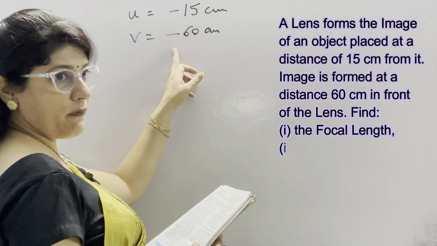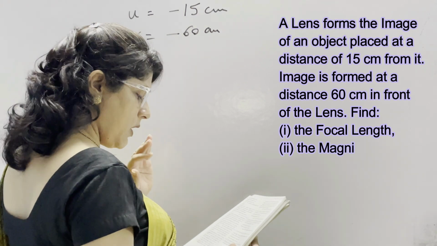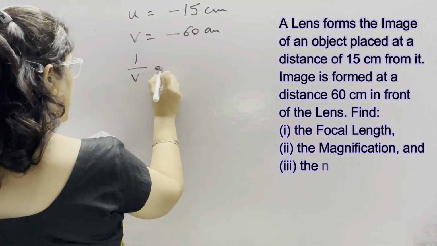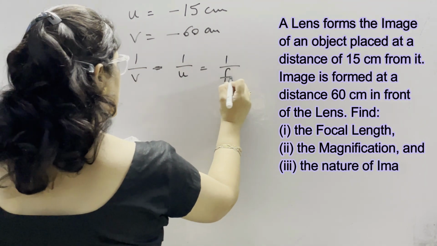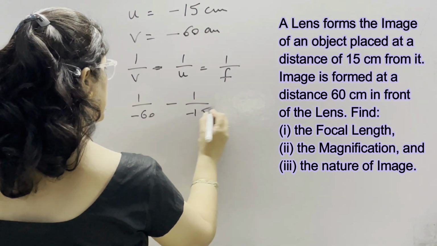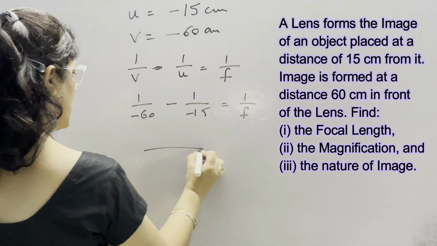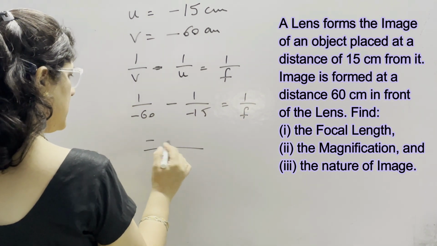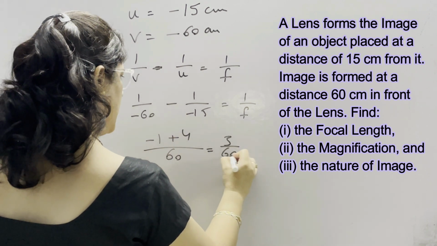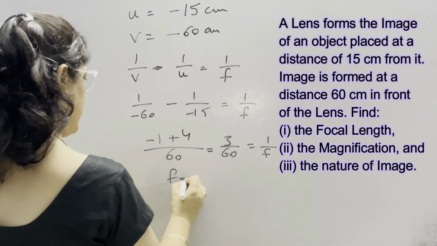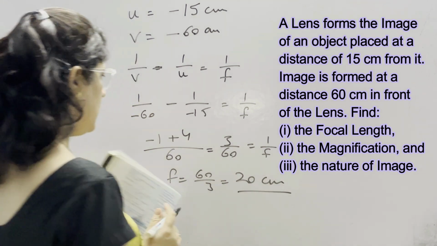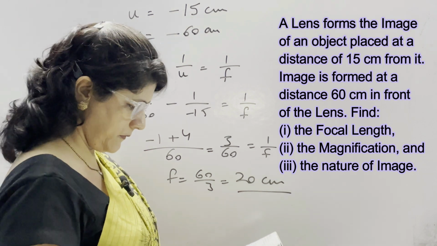These signs are very important while calculating these numericals. Otherwise, your whole numerical will be wrong. Find the focal length. So 1 upon V minus 1 upon U is equal to 1 upon F. Now 1 upon V is minus 60, minus 1 upon U is minus 15, is equal to 1 upon F. So LCM is 60, minus 1 plus 4. It means 3 upon 60 is equal to 1 upon F. So F is equal to 60 upon 3. It means 20 centimeter is the focal length of this lens.